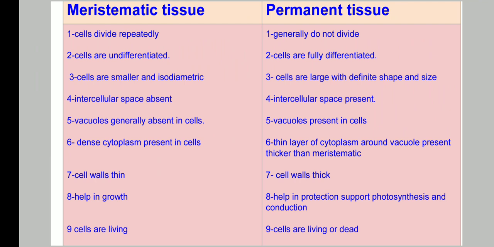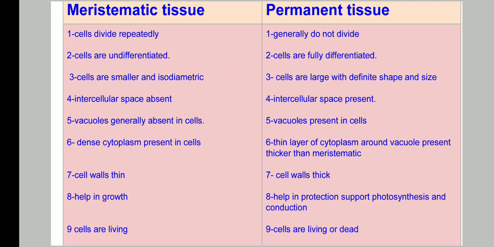Then next, cells are undifferentiated in meristematic tissue, as all the cells are almost similar. They do not have any different shape or size in meristematic tissue, but the permanent tissue cells are fully differentiated, meaning the cells are different from each other. Parenchymatous cells are different from sclerenchymatous cells. Sclerenchymatous cells are different from collenchymatous cells, and they have their specific features also.